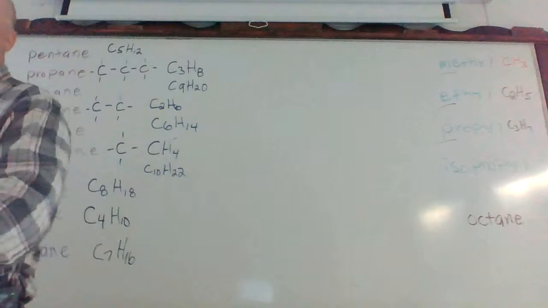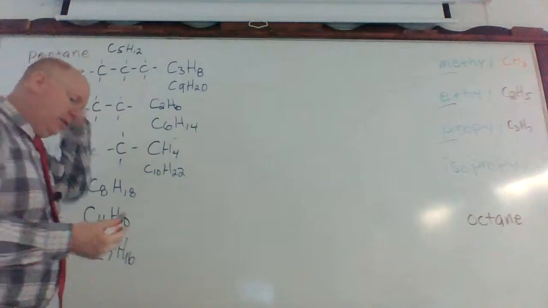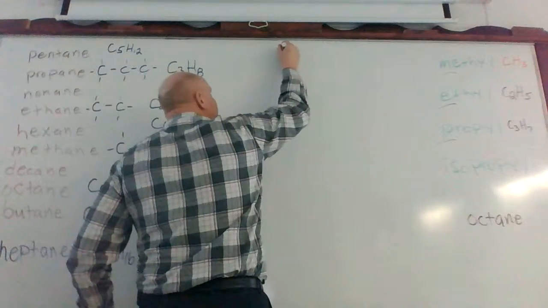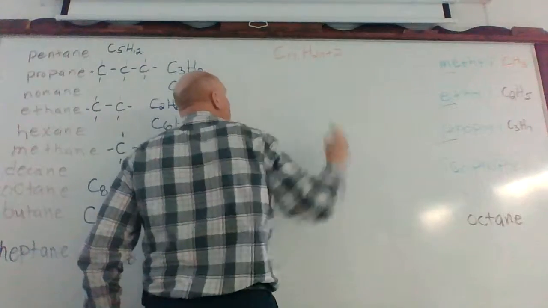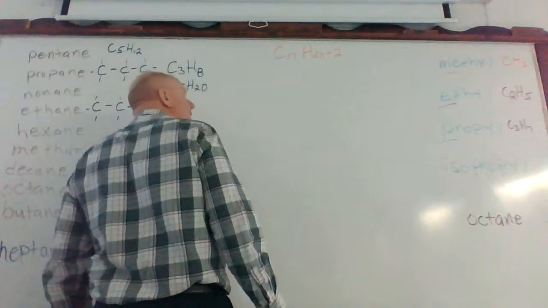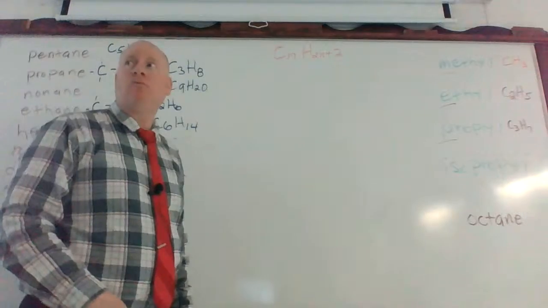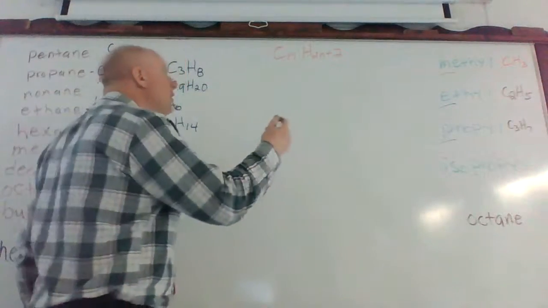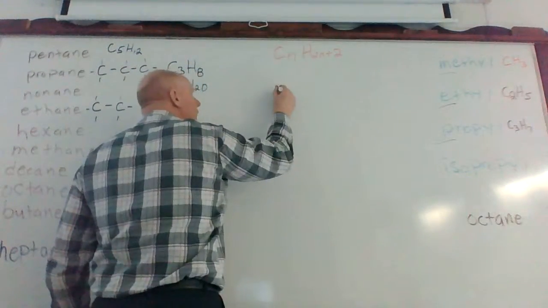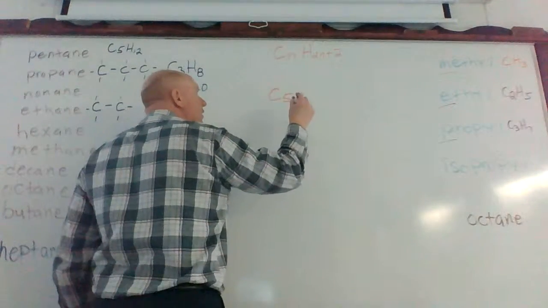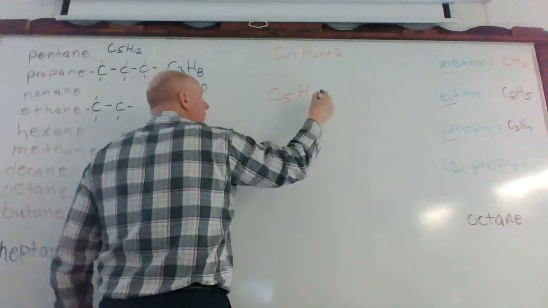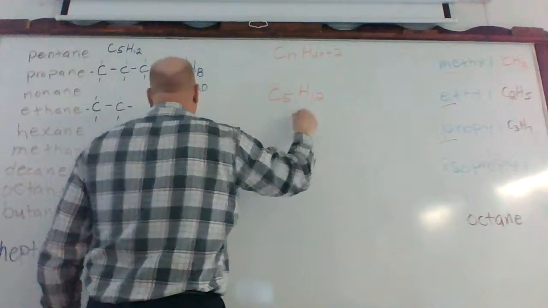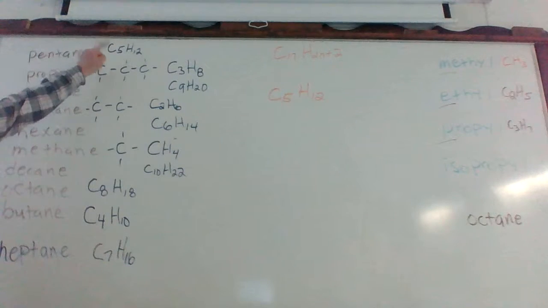So back to those formulas that we had up there. Notice the first one was CnH2n+2. Go ahead and pick a number between 1 and 10. So we're putting 5 in for n. If we put 5 in for that n, how many hydrogens do we have? What's that the formula for? Pentane.